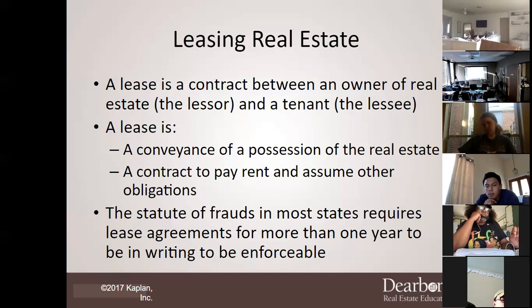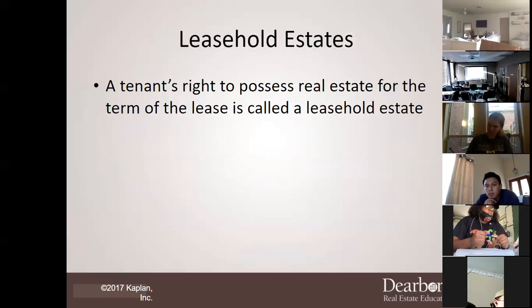The statute of frauds in most cases requires lease agreements for more than 1 year to be in writing to be enforceable. Remember I said anything 1 year or less, you don't have to have in writing. That's the only exception to the statute of frauds. Any questions? Got it? Moving on.